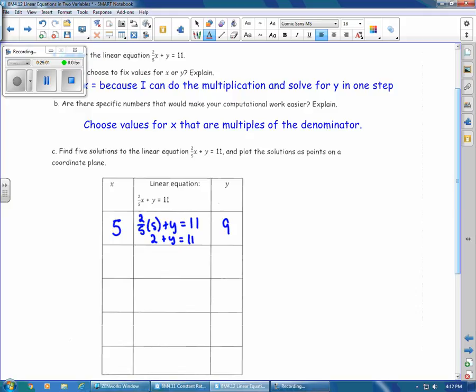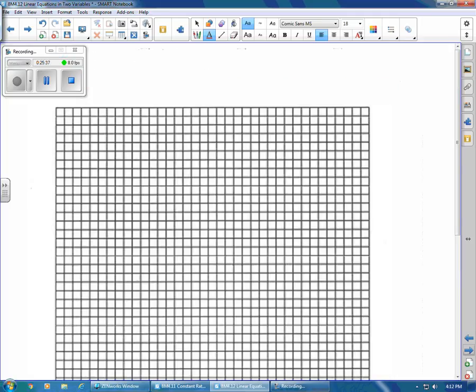So the next one I'm going to fix is going to be the 10, because 5 times 2 is 10. So 2/5 times 10 plus y equals 11. 2/5 times 10 is going to be 4. 2 times 10 is 20, divided by 5 is 4. Subtract 4 from both sides, and I know my y is going to be 7. So what I would like you to do is finish filling out that table. And once you have that table filled out, we are going to graph our results on the graph on the next page.